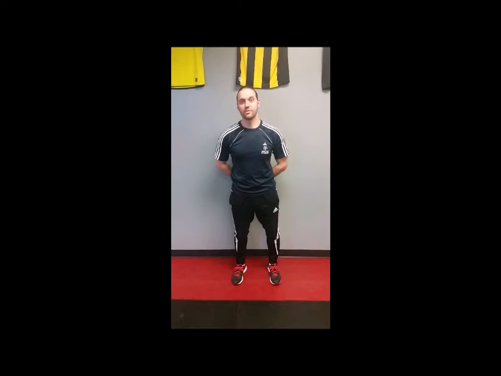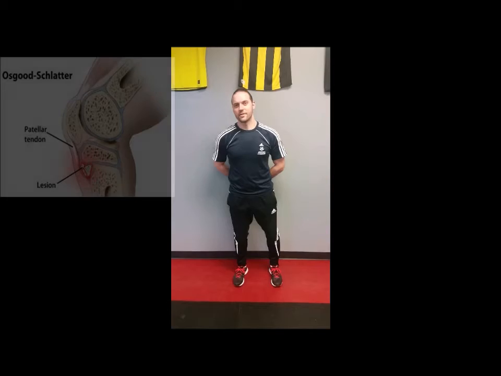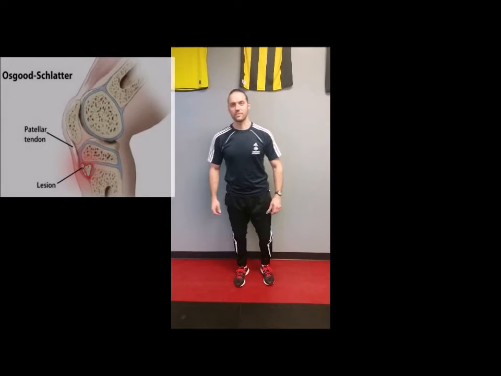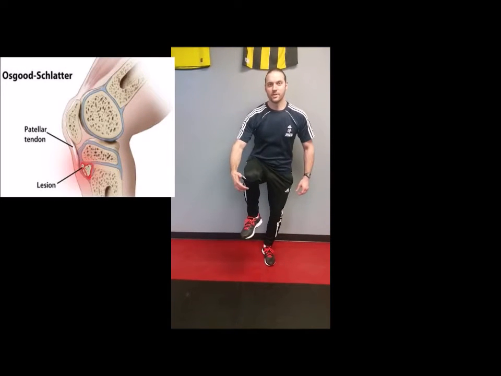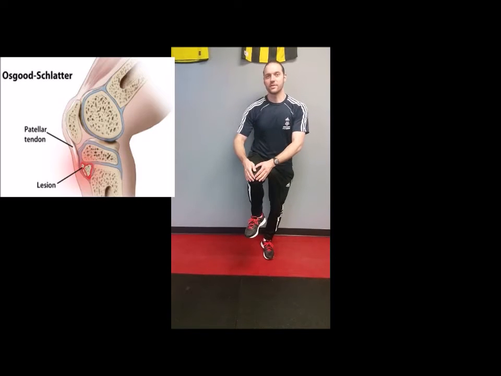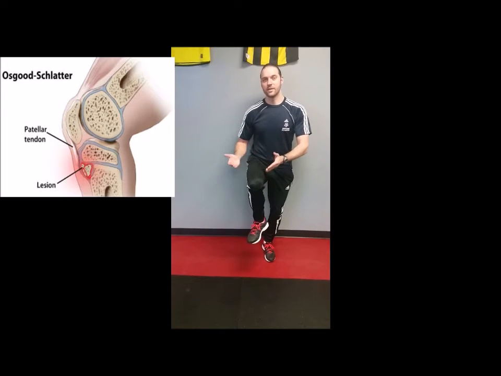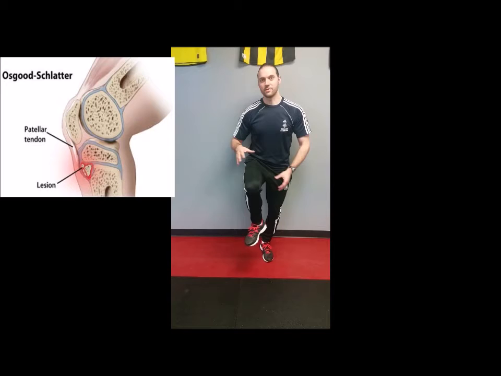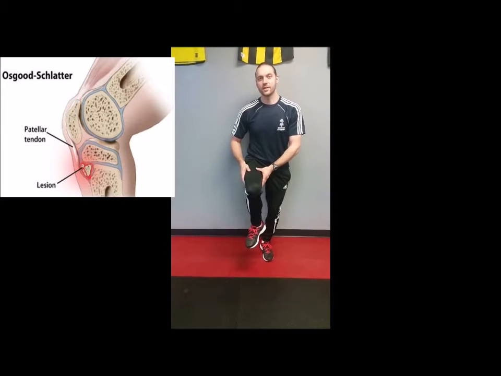So Osgood-Schlatter's disease is a more severe case of tendinitis of the tibial tuberosity. And if that sounds complicated, it doesn't need to. The tibial tuberosity is basically just the point on your knee where the patellar tendon, which is the insertion point for the big quadricep muscle in the leg, attaches.